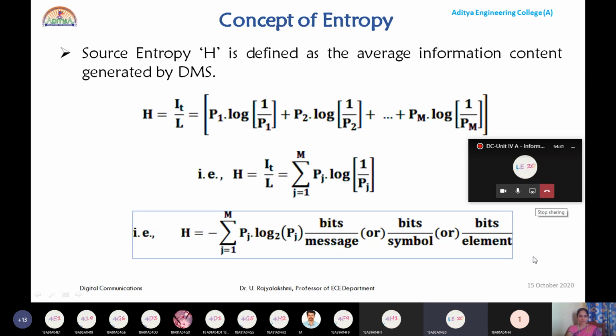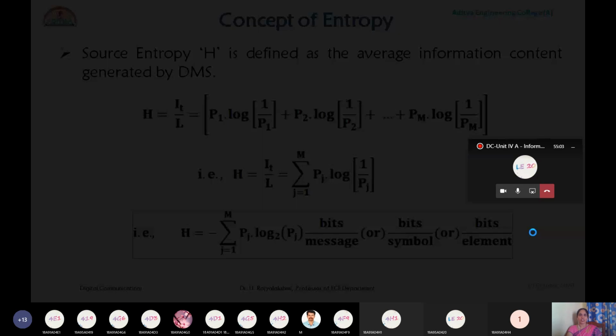Its equation. H is equal to minus summation of j is equal to 1 to M, pj log pj to the base 2. What are the units of entropy? Bits per message, ma'am, or bits per symbol or bits per element, ma'am. Okay. What is p suffix j? Probability of a message, ma'am. The jth message. Okay. Capital M is the total number of messages of the event.